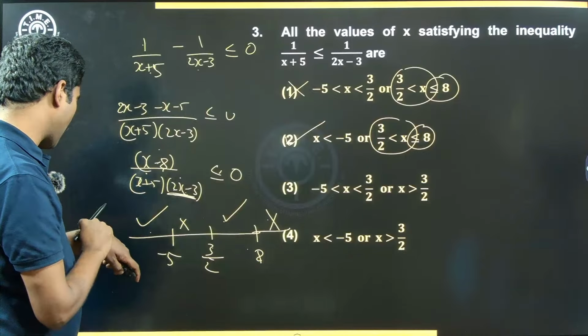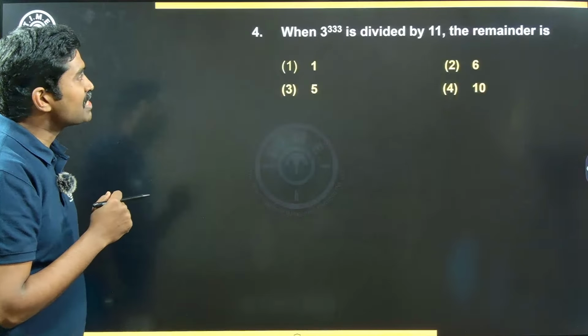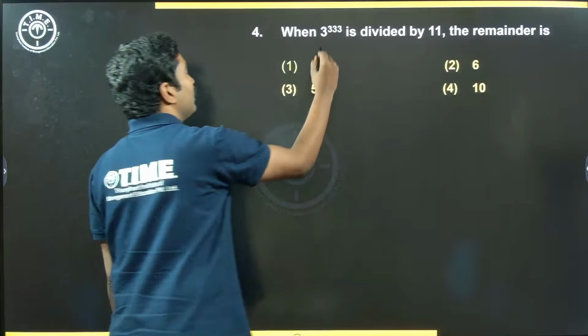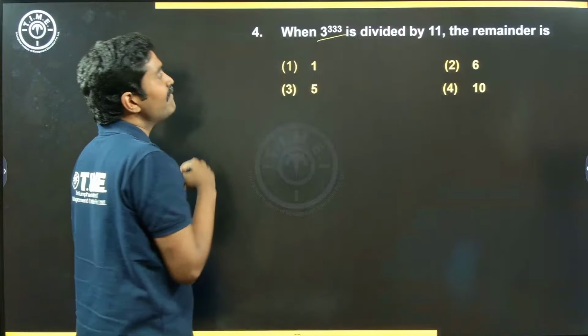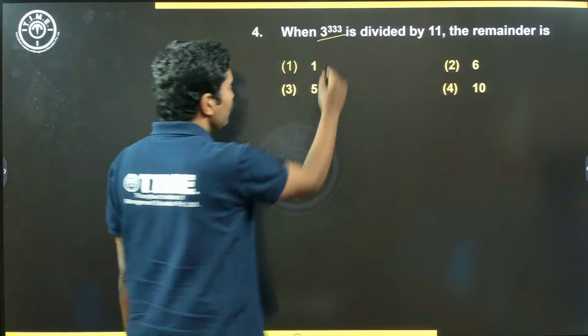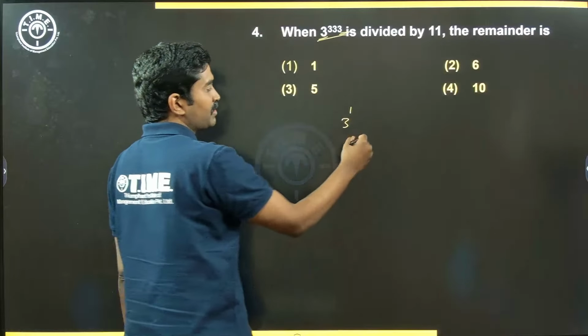Right? We have 3 questions already. Progress is good, I would say. Question number 4. When 3 power 333 is divided by 11. Okay, easy one. Powers of 3, check. 3 power 1, 3 divided by 11. Remainder is 3, not interested.